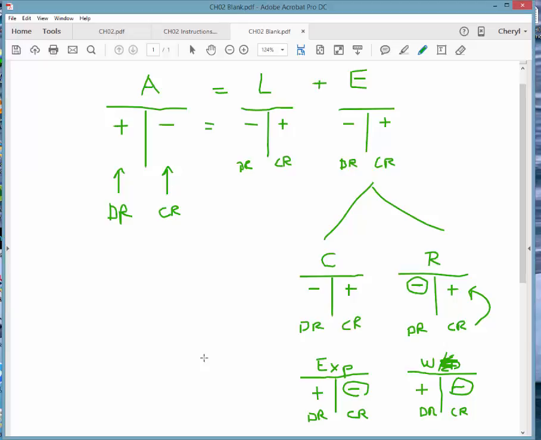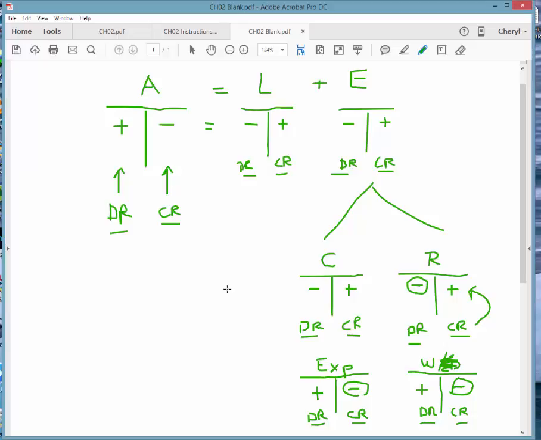One thing to note, notice that debit did not change. It was always on the left-hand side. Debit, debit, debit, debit. And credit was always on the right-hand side. Right, right, right, right. Okay. What changed was which side increased and which side decreased. Okay, so hopefully that'll help you.